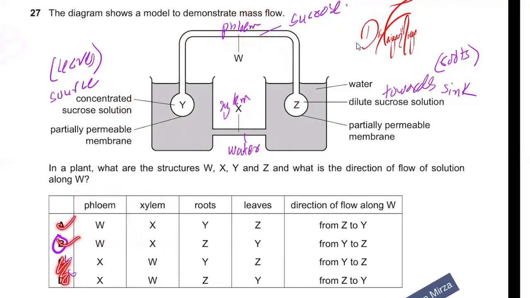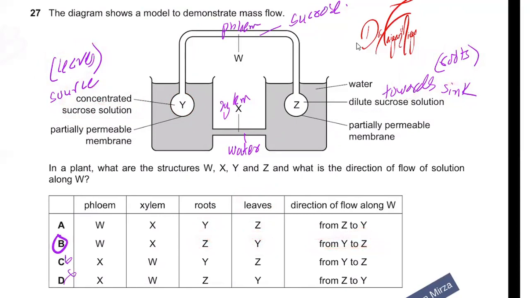It cannot be C. Now the next thing is that concentrated sucrose solution is mentioned. We know the concentrated solution will always be in the source cell, which is the leaf. So our Y should be leaves. Similarly, dilute sucrose solution should be in the sink, and this is in the roots. Sorry, the leaves are Y and the roots are Z. In this case, the direction is from Y to Z.